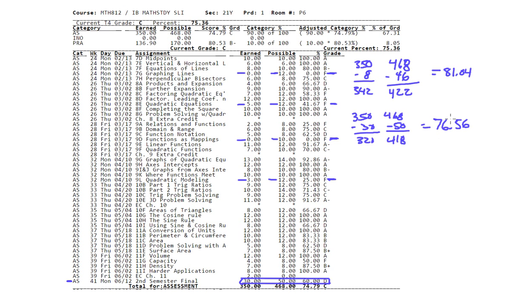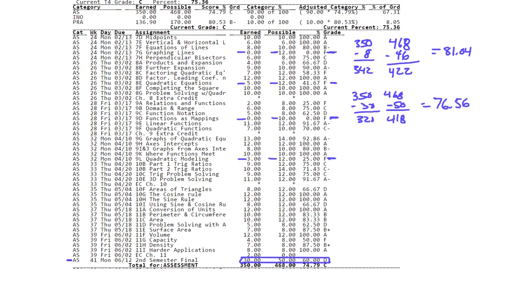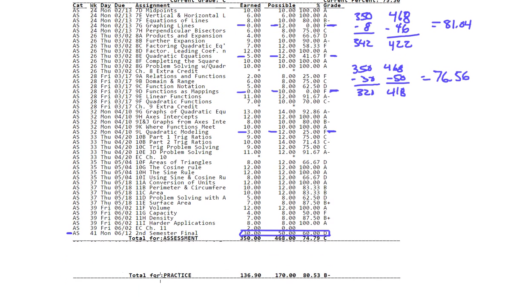If you want to calculate what your overall grade was, because this grade here was 75.36, you also have to calculate in your practice assignments. If you scroll down, there'll be a whole bunch of scores in there, and at the very end it'll say total scores for practice. So this here is 90% of your grade, right?